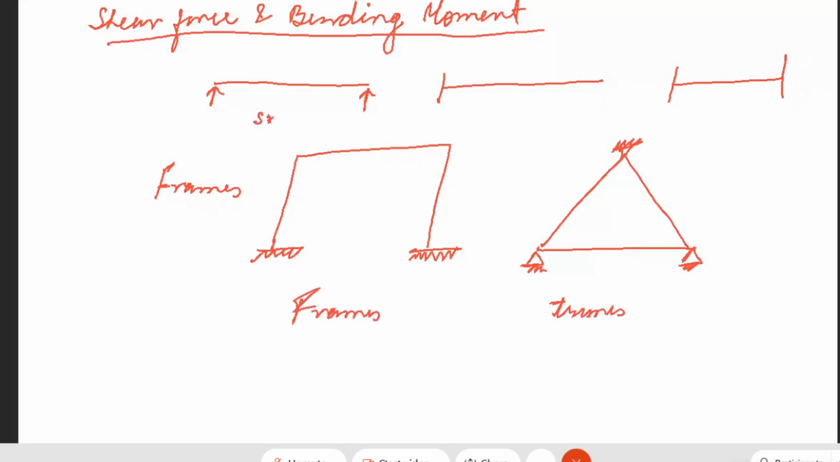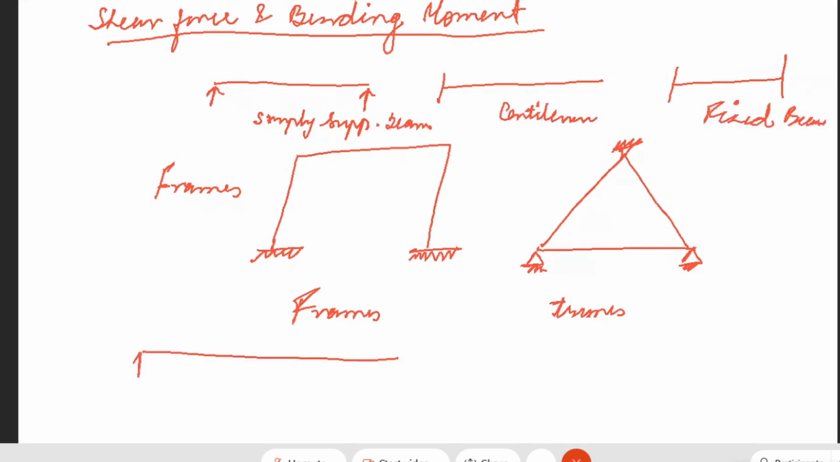This is your simply supported beam. This is your cantilever. This is your fixed beam. And we also have continuous beams, wherein there are a number of spans, which you might have seen all around us, because the buildings that we construct in our vicinity have a number of continuous spans in a beam. Those beams are called continuous beams.